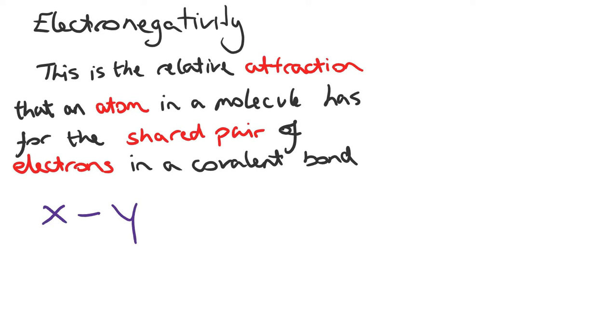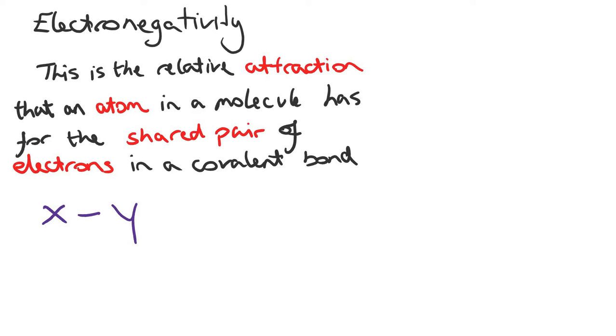Here we're going to look at the concept of electronegativity. It's probably one of the most important concepts in chemical bonding, so it's really important to get to grips with it early on. It's the relative attraction that an atom has for the shared pair of electrons in a bond, or a covalent bond. We've just looked at covalent bonding.